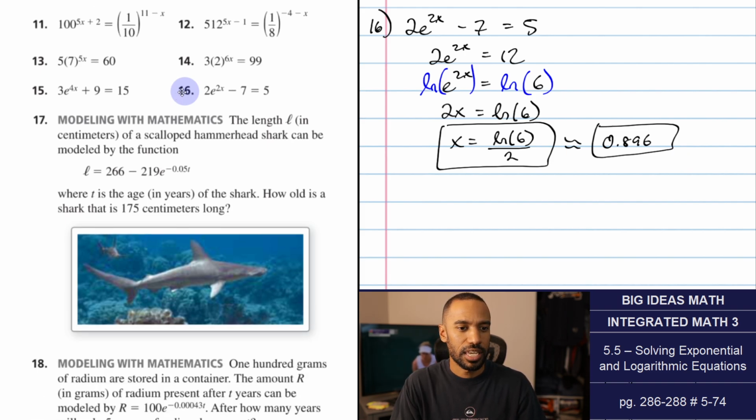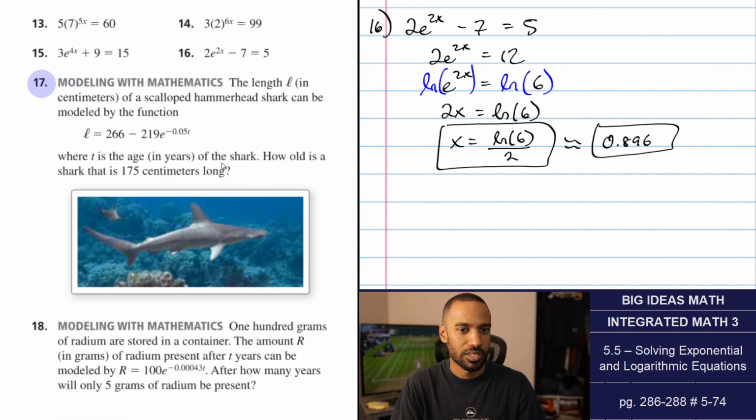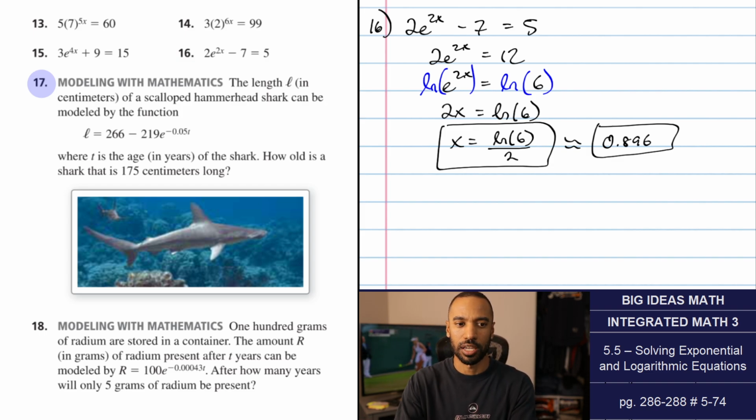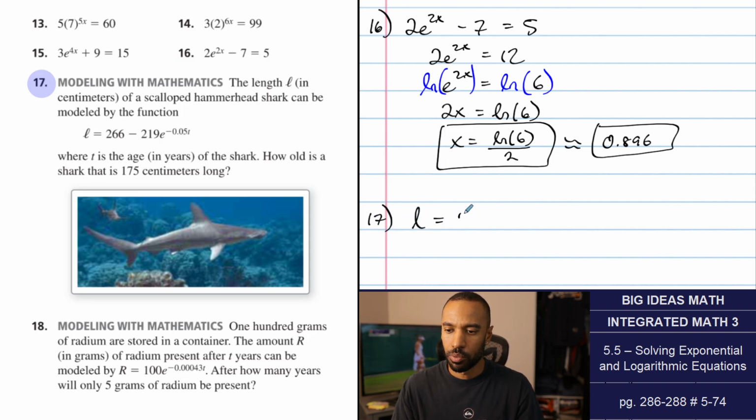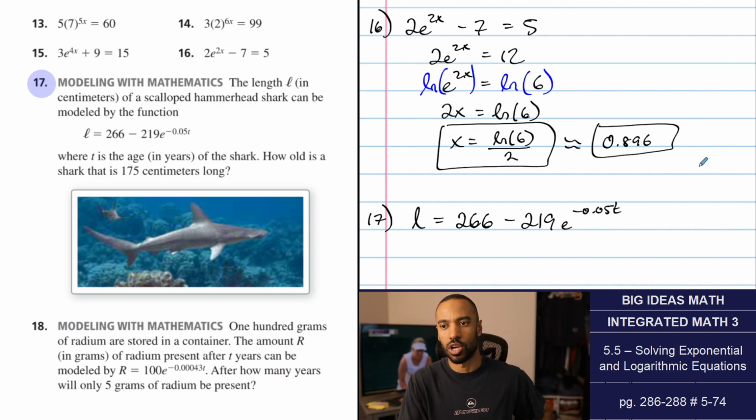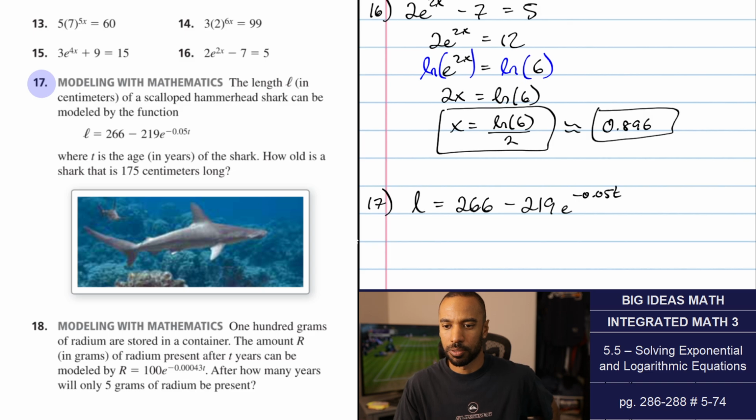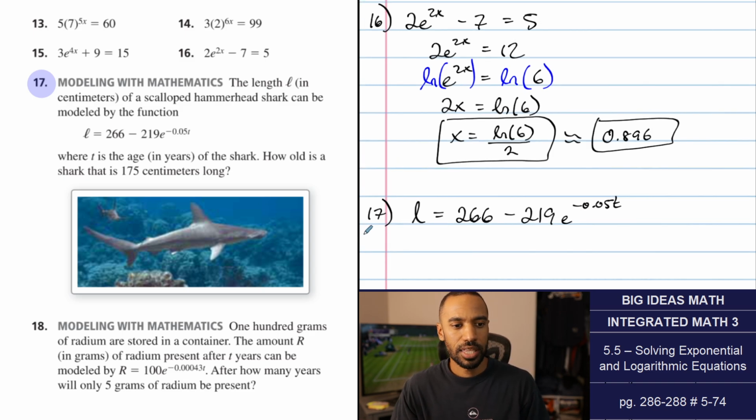All right, numbers 17 and 18, we have modeling with mathematics. The length L in centimeters of a scalloped hammerhead shark can be modeled by the following function. L equals 266 minus 219 e to the negative 0.05t. Normally in word problems, we do a lot of rounding stuff here, so it makes sense that we did some practice beforehand. T is the age in years of the shark. How old is a shark that is 175 centimeters long?